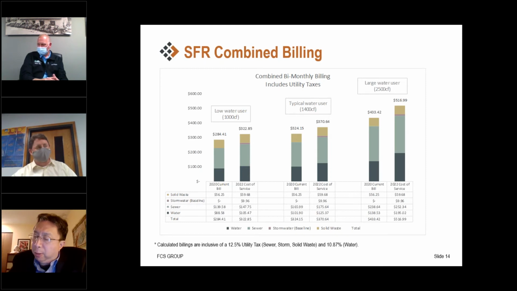Okay. So, sorry, go ahead. Oh, no, go ahead and finish your thought, Mayor. With the addition of the stormwater, you took into account that there would be utility tax on that as well. That's correct. Okay. At 12.5%.